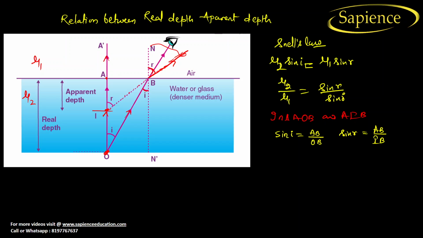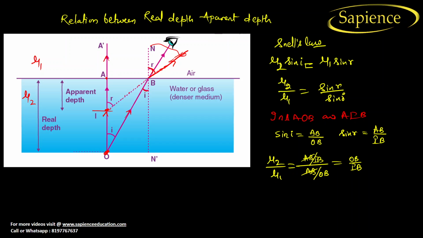When we put the values, mu2 by mu1 will be equal to sine r by sine i, that is AB divided by IB, divided by AB divided by OB. So AB gets cancelled out, and this will be OB divided by IB.